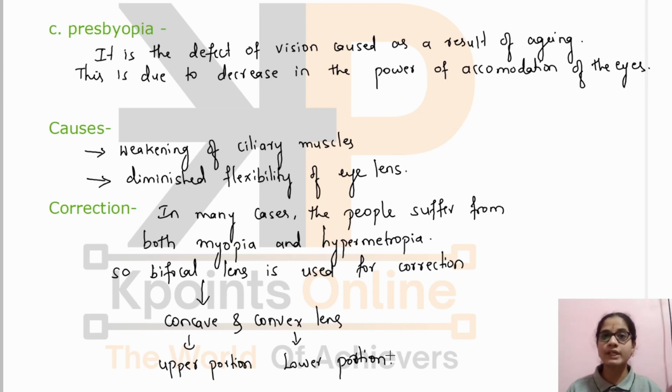And this presbyopia is caused as a result of aging. Because of aging, there is weakening of the ciliary muscles and also diminished flexibility of the eye lens. And we will use the bifocal lens when a person suffers from both myopia and hypermetropia, where it consists of both concave lens and convex lens. The upper portion of the lens is made up of concave lens and the lower portion is made up of convex lens. This is how we will correct the defects in our eyes.